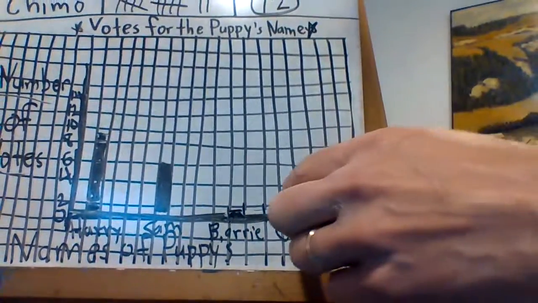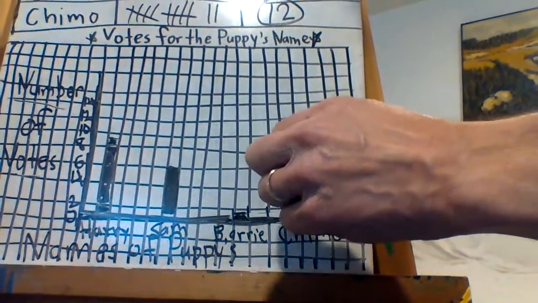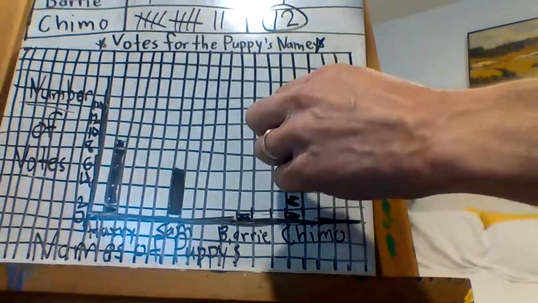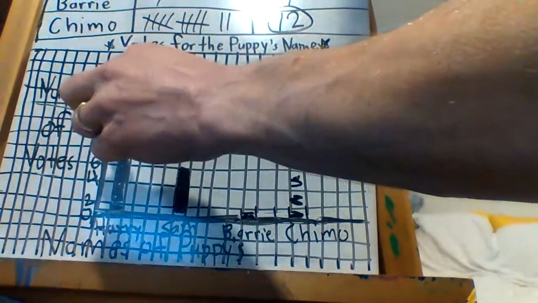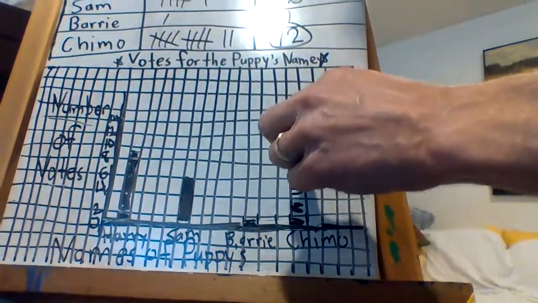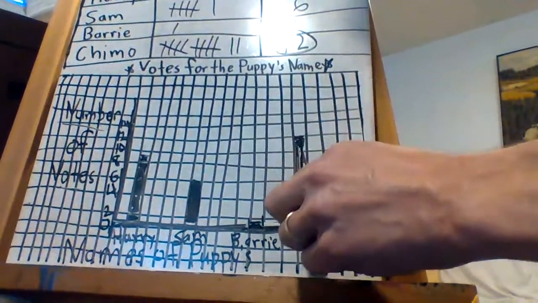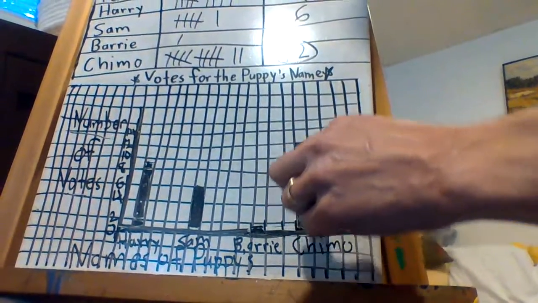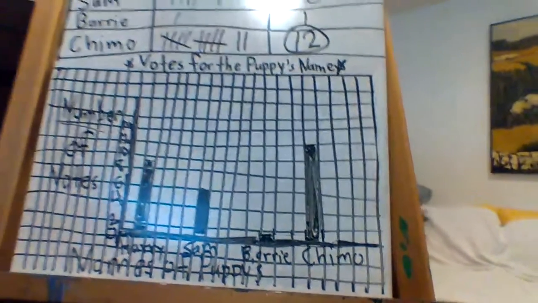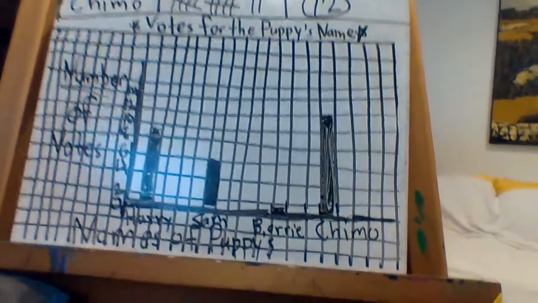And Chimo, we know we got lots of coloring to do for Chimo. So Chimo's got 2, 4, 6, 8, 10, 12. And that is the right number. Yeah, stop right there and color all the way down accurately and carefully. And as you can see, Chimo was the most popular name, and Chimo is the name that he decided to name him. There you go.